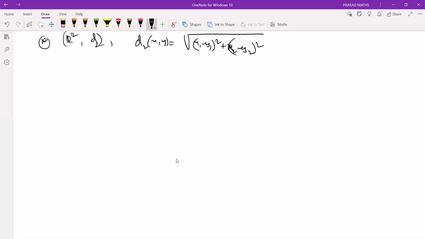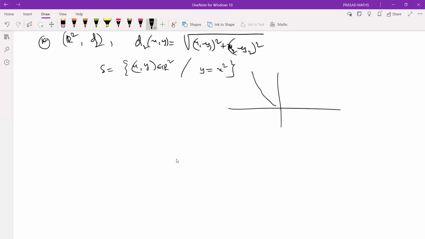So let us start with a simplest example. Suppose you take the set of all ordered pairs such that y equals x square, a parabola. Suppose you take this y equals to x square. Question is that what are the isolated points?